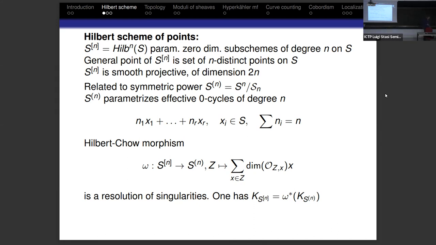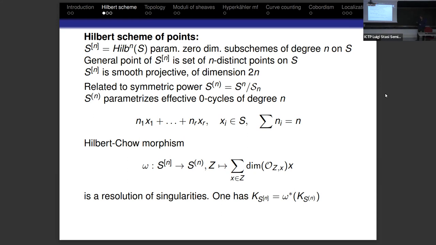And there is the Hilbert-Chow morphism, which relates the Hilbert scheme to the symmetric power. It just sends a subscheme to its support with multiplicities. That means for a point which lies in the support of the subscheme, you associate the dimension as a vector space of the local ring of the subscheme at that point. The sum of these is n. This map turns out to be a resolution of singularities.